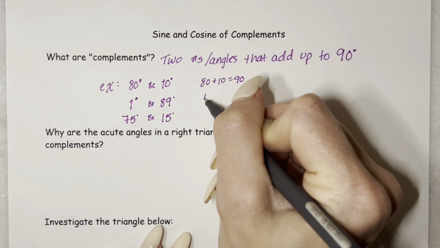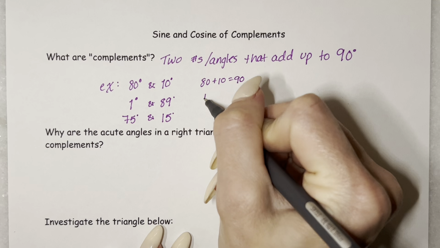Hey guys, so in this video we're talking about the sine and cosine of complements. And the first thing we need to do is figure out what complements are. So complements are going to be two numbers or angles that add up to, and can you guess how many degrees they add up to? If they are complements, they actually add up to 90 degrees. So two numbers or two angles that add up to 90 degrees.